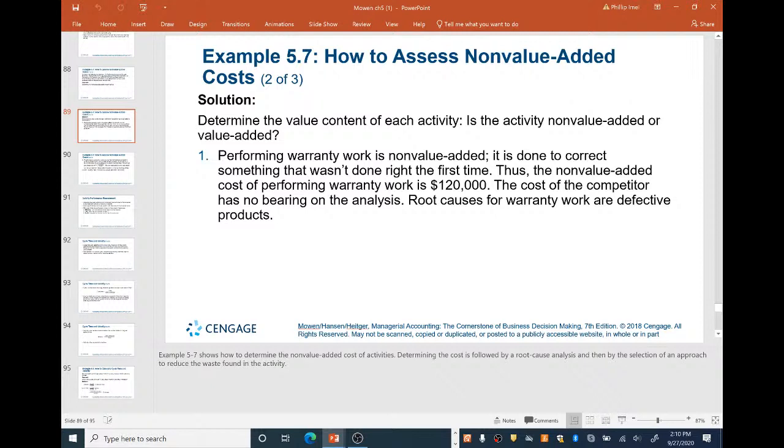Okay. Benchmarking in this case, in terms of warranty work, is really immaterial. Or is really not material. It's material, but it really doesn't even matter because it has no bearing on the analysis because the warranty works are for defective products.